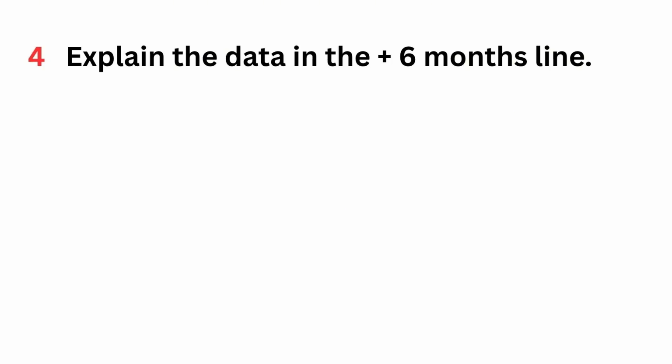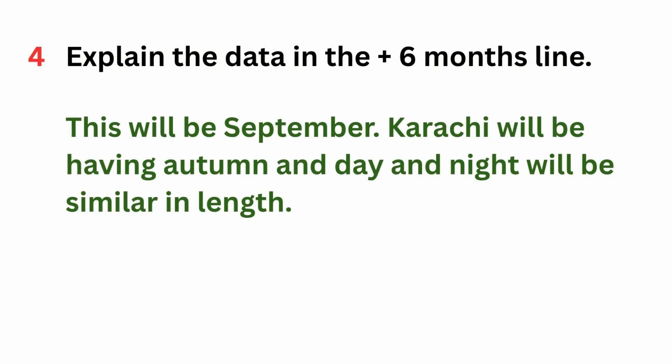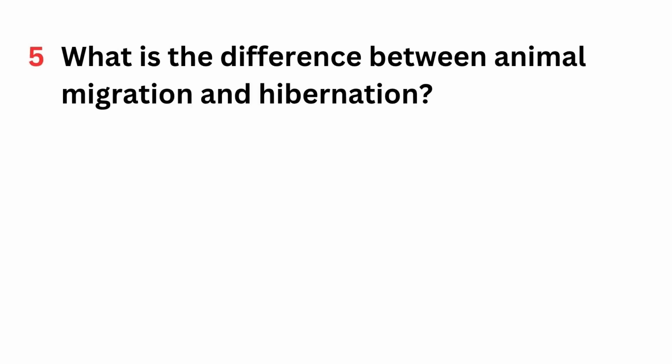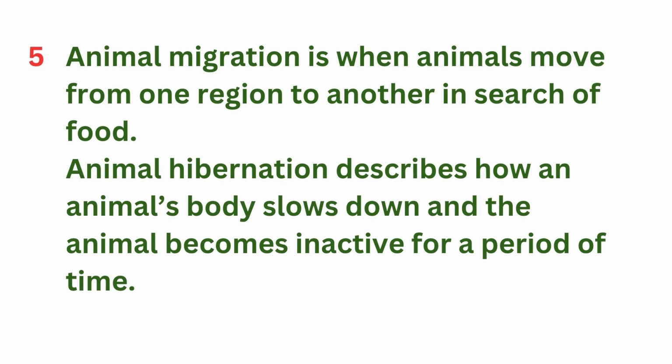Question 4. Explain the data in the past 6 months line. This will be September. Karachi will be having autumn and day and night will be similar in length. Question 5. What is the difference between animal migration and hibernation? Animal migration is when animals move from one region to another in search of food. Animal hibernation describes how an animal's body slows down and the animal becomes inactive for a period of time.